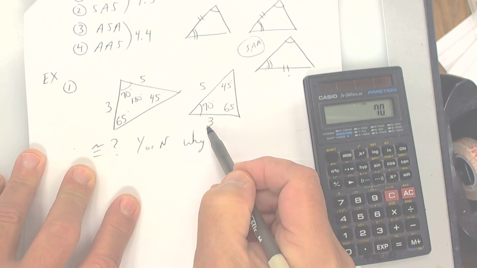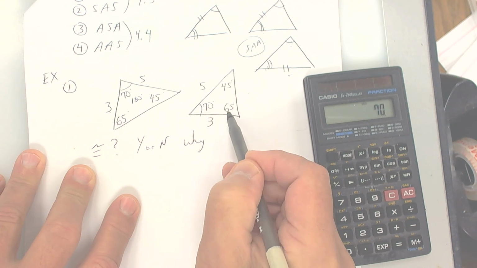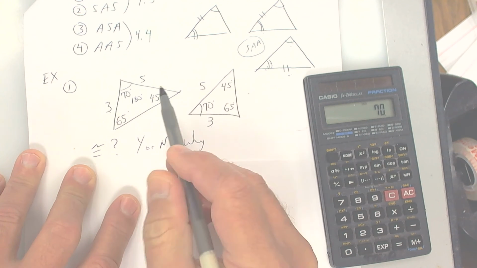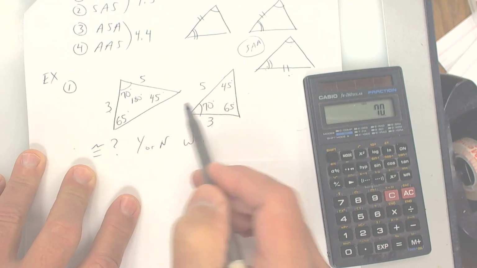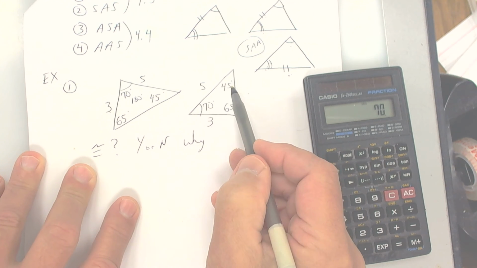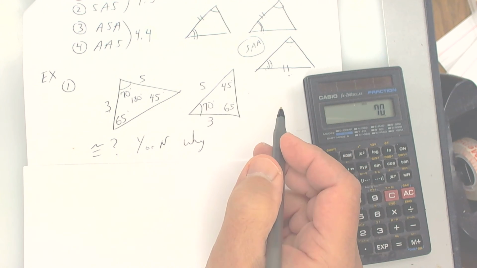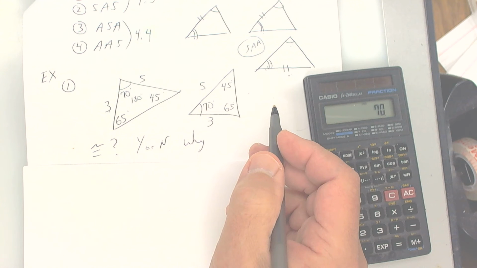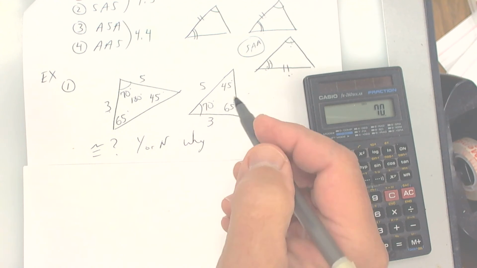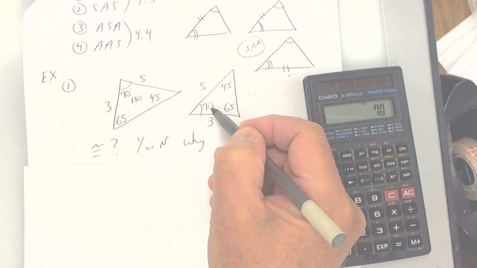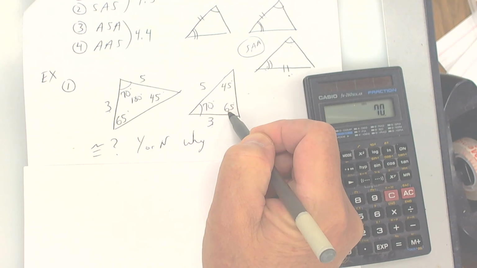So here, the 3 is next to the 65 and the 70. So that's consistent. Here, the 5 is next to the 70 and the 45, and so is this one. Okay. So what we're looking for is angle, side, angle. Let's see if that works. Yeah. All right, so 70 is an angle, a side, and an angle.